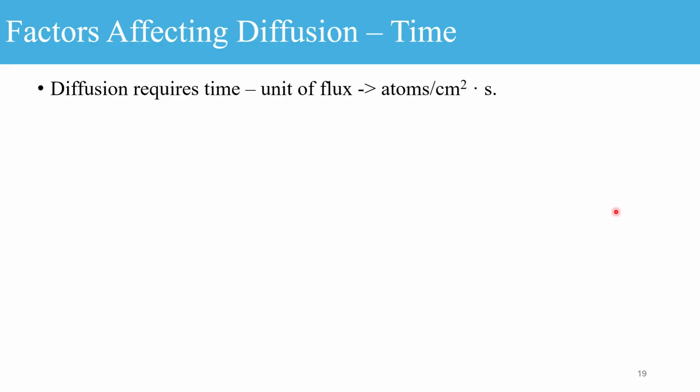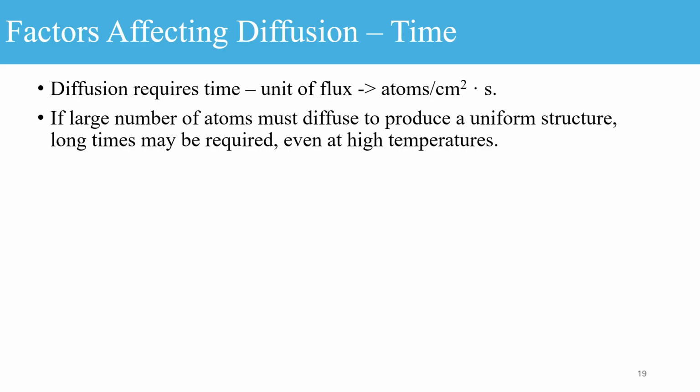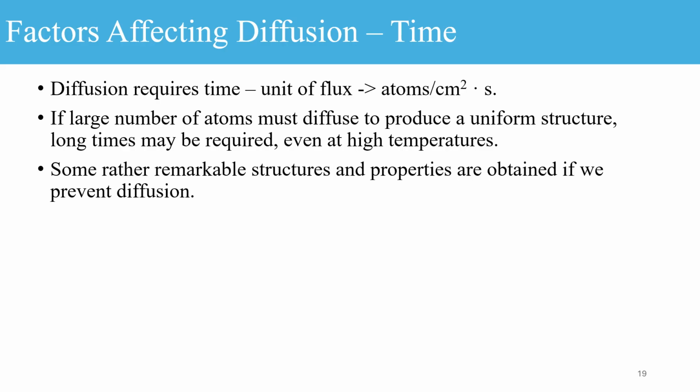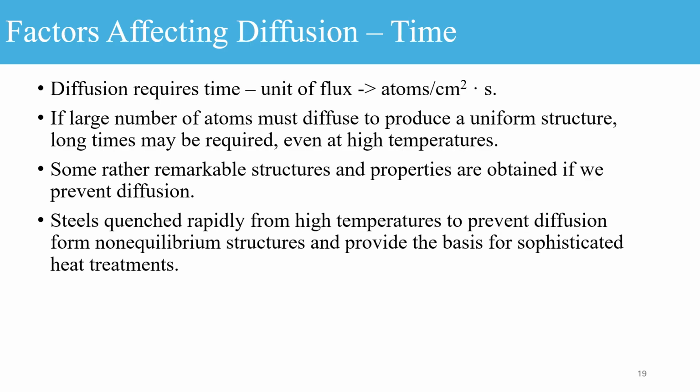The other factor that affects diffusion is time. Diffusion requires time, and that is why the unit of flux itself has atoms per centimeter squared per second. If a large number of atoms must diffuse to produce a uniform structure, long times may be required even if you are processing materials at high temperature. And some remarkable structural properties can be obtained if we try to prevent diffusion, for example, quenching of steel.